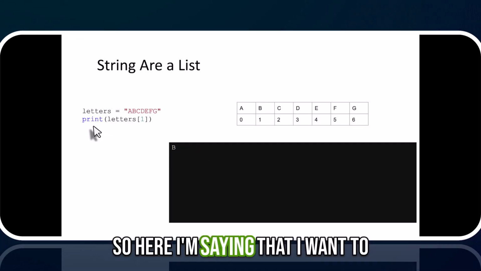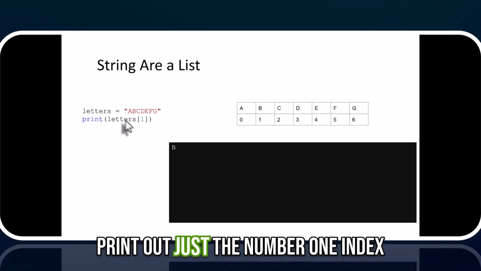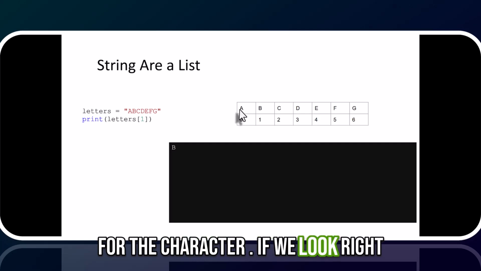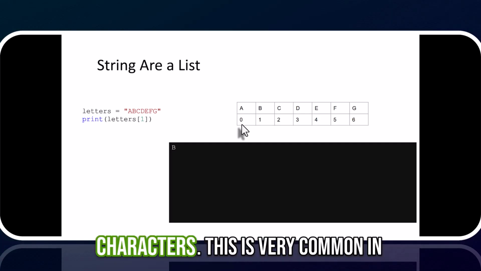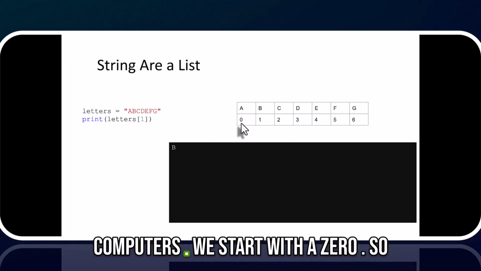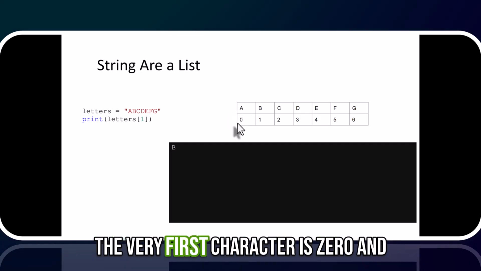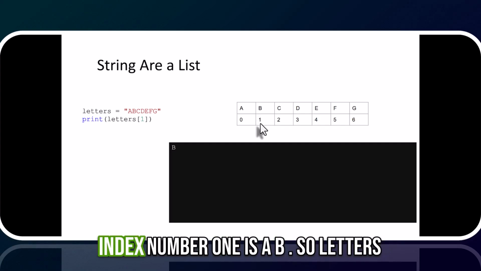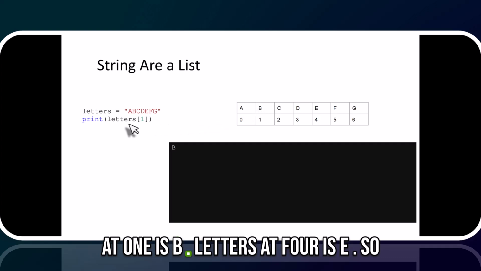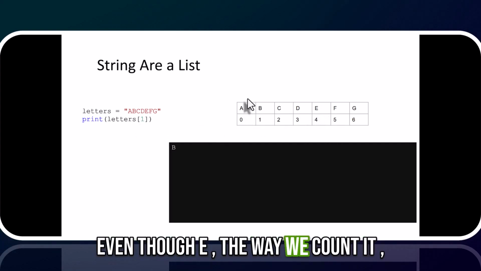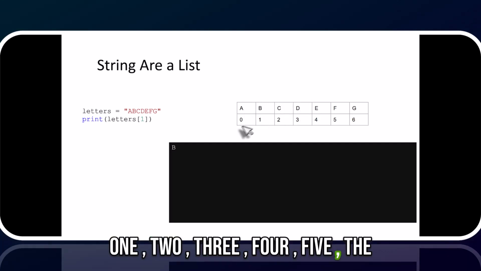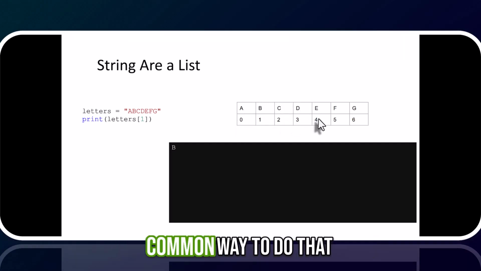So here I'm saying that I want to print out just the number one index for the character. If we look right here, we count the number of characters. This is very common in computers. We start with a 0, so the very first character is 0. And the second character, which we call index number 1, is a B. So letters at 1 is B. Letters at 4 is E. Even though the way we count it is 1, 2, 3, 4, 5, the computer starts at 0. So a very common way to do that.